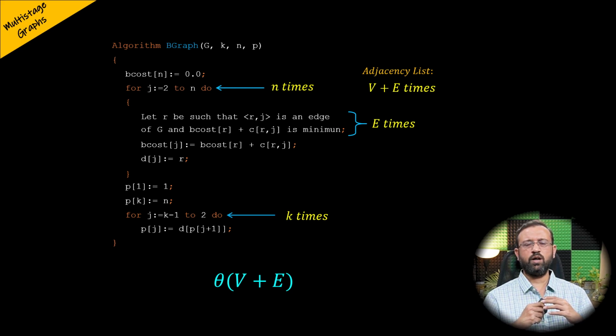So this is all about the multistage graph and how the minimum cost and its path is computed from source vertex to the sink vertex, as well as the algorithm for solving the problem using backward approach of dynamic programming and its time complexity.